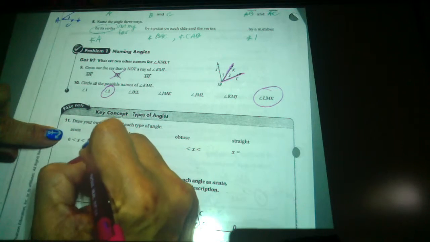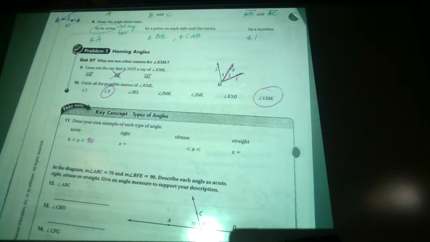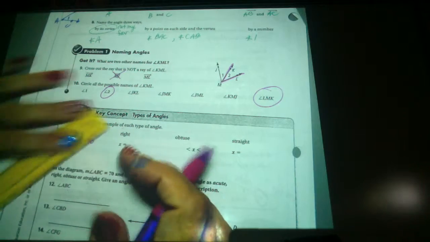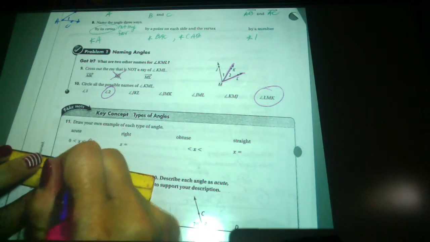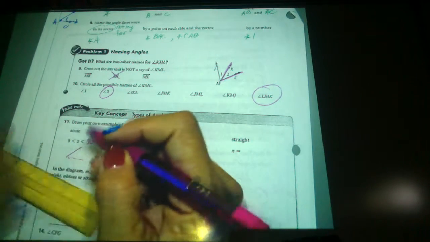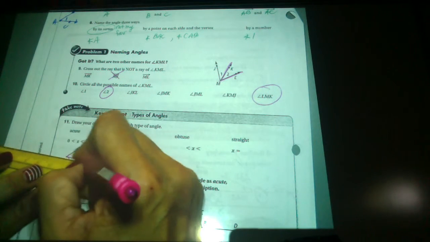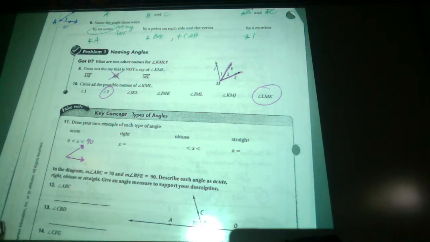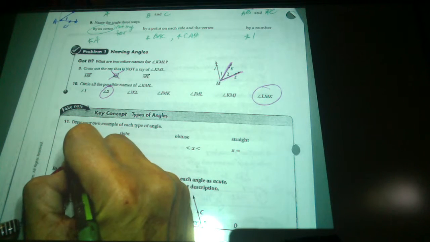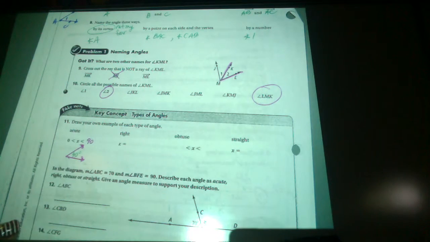So acute is between 0 and 90 degrees. An acute angle does not include a 0-degree angle, it does not include a 90-degree angle. So this would be an example of an acute angle. And when you give an example, I want you to give the degree measure. So let's just say that this is 40 degrees. So it's clear that you're telling me, no, it's in between that 0 and 90.